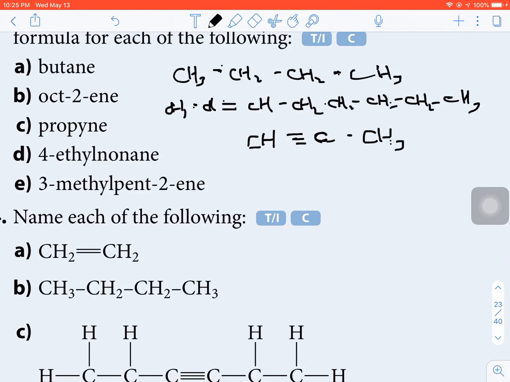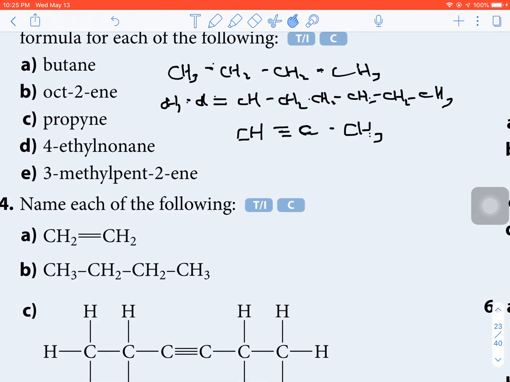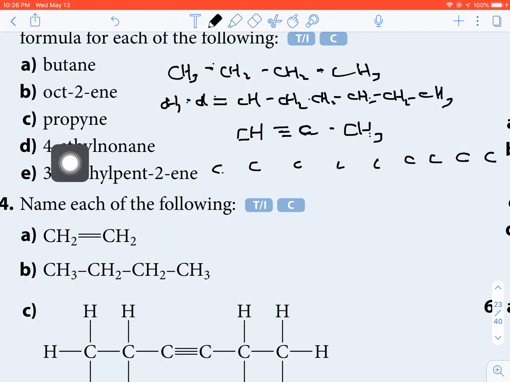So I'm going to make this a bit bigger here so I can have a bit more room to write. So 9 carbons, 1, 2, 3, 4, 5, 6, 7, 8, 9. So there's my 9 carbons. So there's nonane. So again, hide the prefix and just look at the nonane. So there's nonane, 9 carbons.